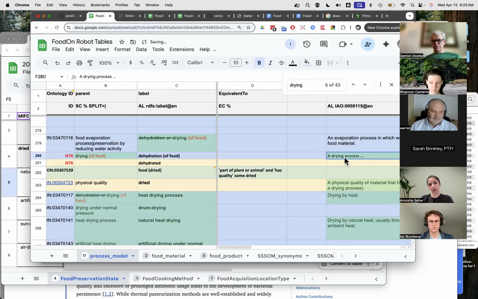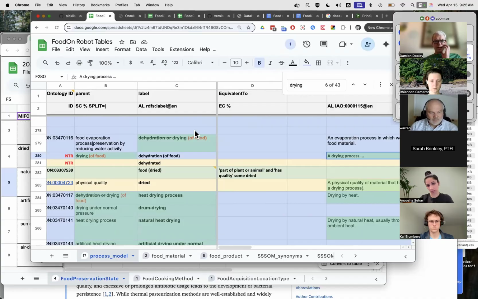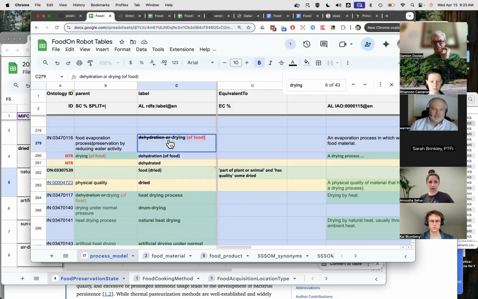So the part which you have highlighted in red, of food, is it something which you are going to remove from the label? It's a good idea to keep it consistent with the others. Which item? So this one? The drying of food, yeah. Is that okay, folks?